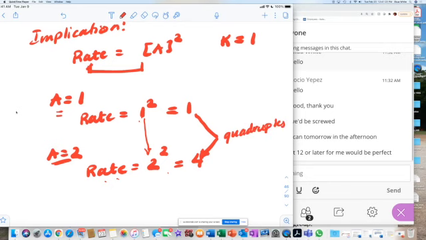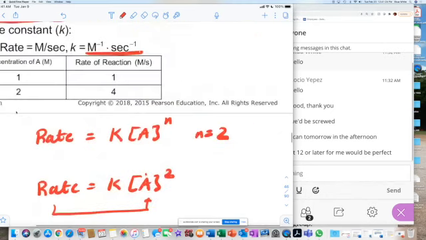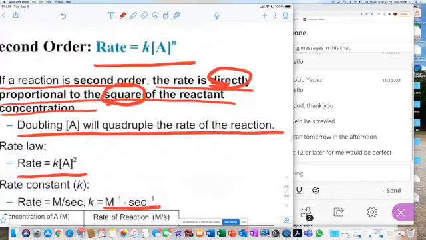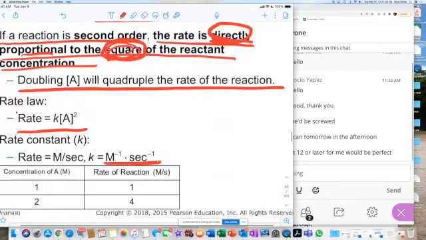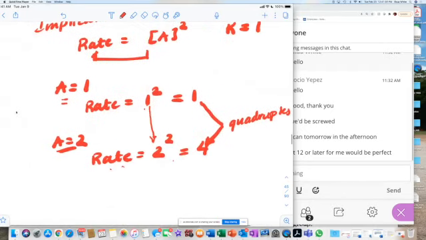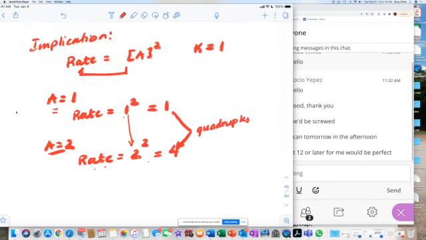Because the relationship here is exponential, not direct, right? They say direct, but they say direct square, so you kind of have to read everything. It's directly proportional to the square. So this square is an exponential relationship, right? Okay, now that we know the implication, doubling A doesn't double the rate, it quadruples it. It's like it doubles it twice. And in the end, what we see is quadrupling, okay?